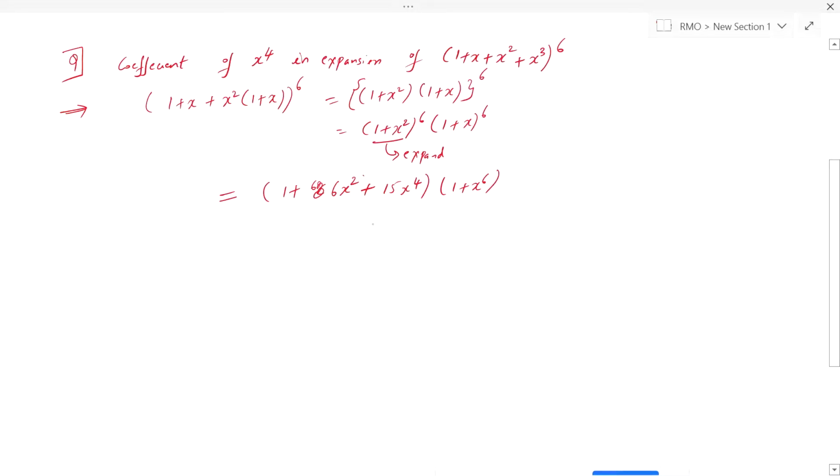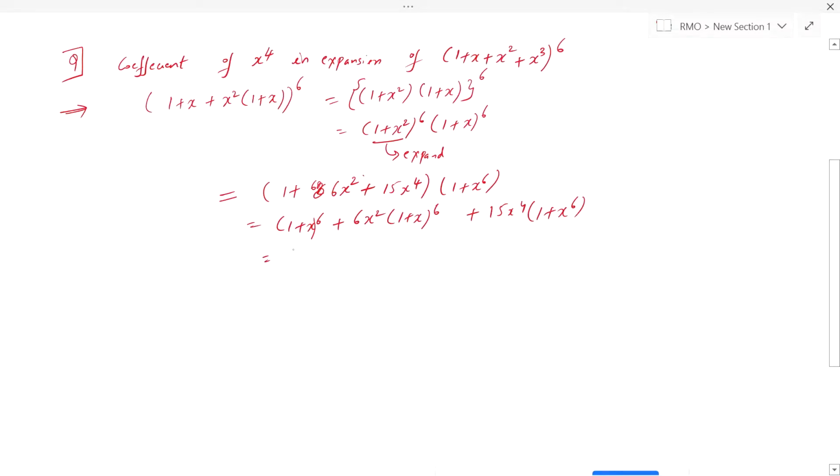And now when you expand out 1 plus x raised to 6, you get 1 plus 6x plus 15x square plus 20x cube plus 15x raised to 4. We will multiply 15x raised to 4 with 1. We will multiply 15x square with 6x square. We will multiply 15x raised to 4 with the 1. Perfect, so the final answer.